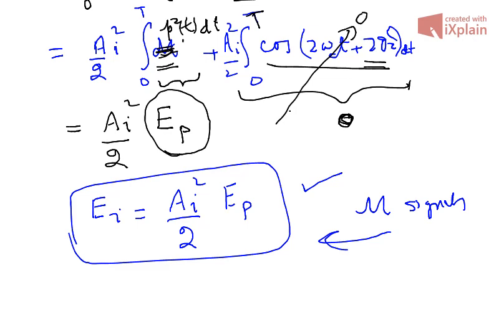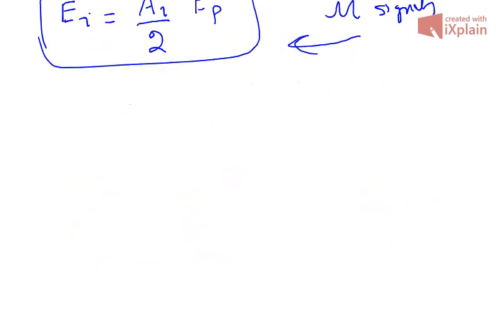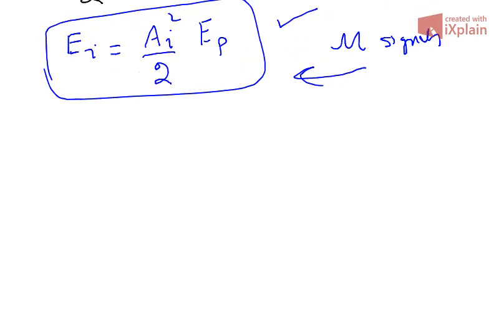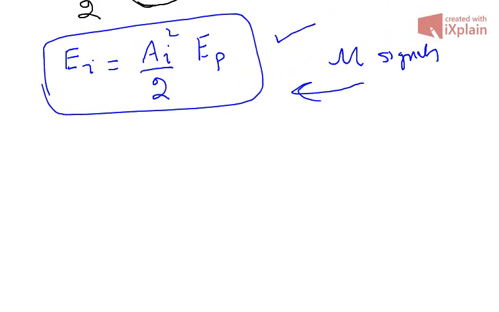Now if we try to find out the average energy, how do you find the average? Just sum all and divide by the total number of the symbols. So if we have 4 symbols, sum of all the 4 energies of all the 4 symbols divided by 4.